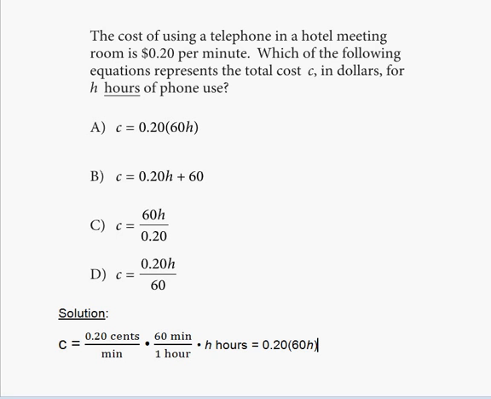The cost of using a telephone in a hotel meeting room is 20 cents per minute. Which of the following equations represents the total cost C in dollars for h hours of phone use? Before you perform the necessary conversions, you should understand that I read this as 20 cents per minute, but this should not confuse you, because this actually expresses 20 cents in dollars, right? Because it represents 1/5 of a dollar, which is 20 cents.